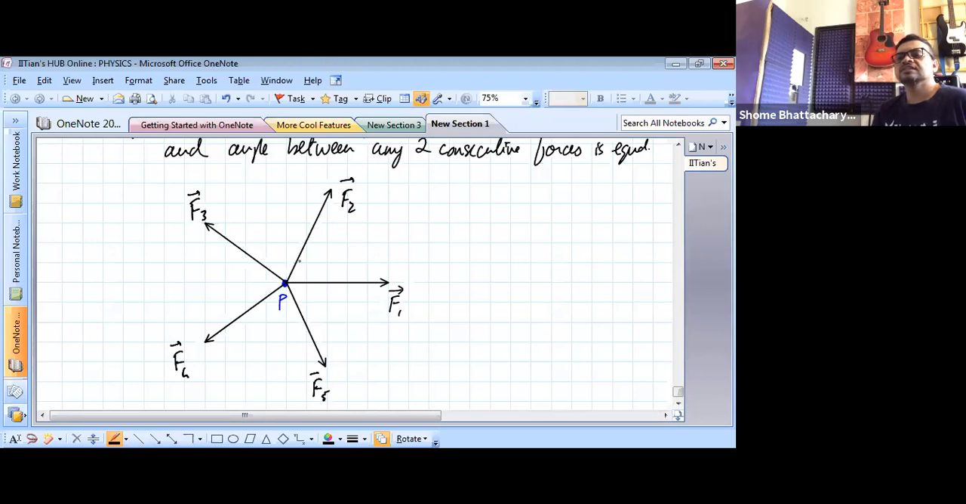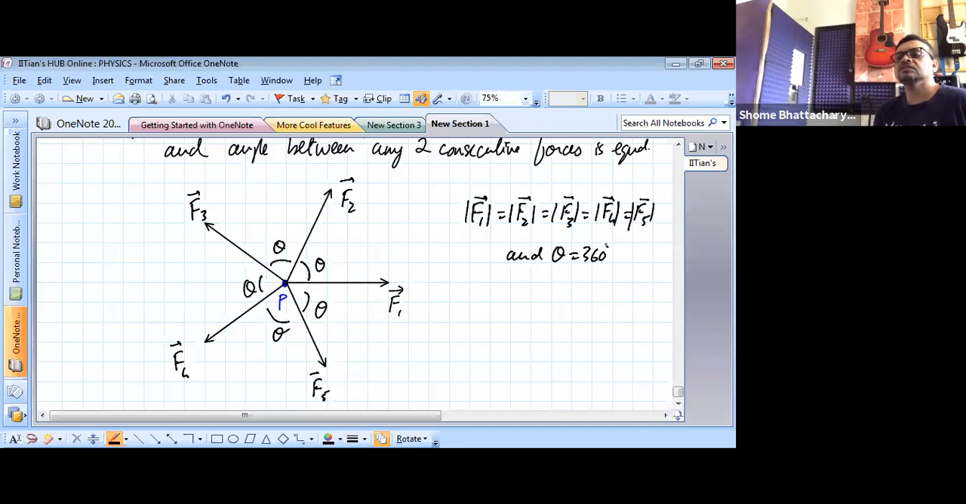Okay. So this angle is the same as this angle, is the same as this angle, is the same as this, is the same as this. So you can see that the magnitude of F1 is equal to the magnitude of F2, is equal to 3, is equal to 4, is equal to 5. And that theta is the same for all of them, so it is 360 divided by 5, or 72 degrees. Okay. So then we have to find the resultant of these.